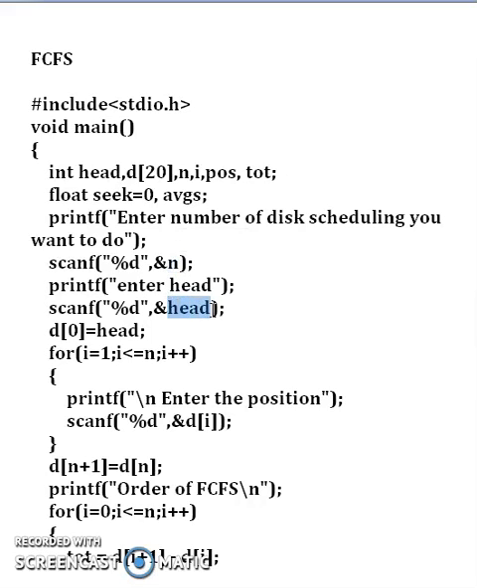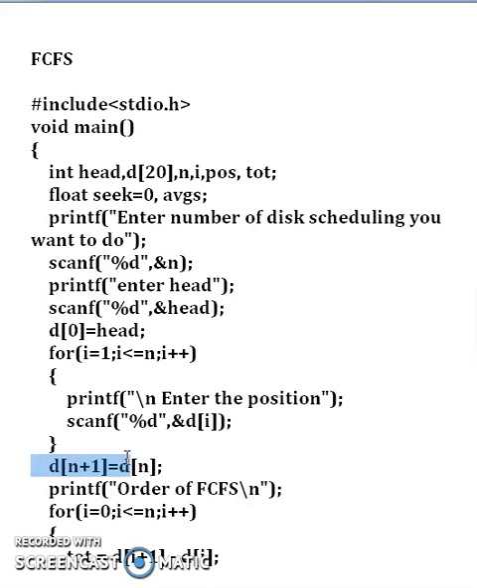You need to initialize the head position, the head value, that is the current location where the disk arm is located. This head value will be inserted at the 0th index of the array, and from the first index onwards, the further requests that need to be processed will be entered inside the array. Then at the d of n plus 1th location, you will be adding the d of n value, that is, the previous last request value will be copied to the d of n plus 1th location also.